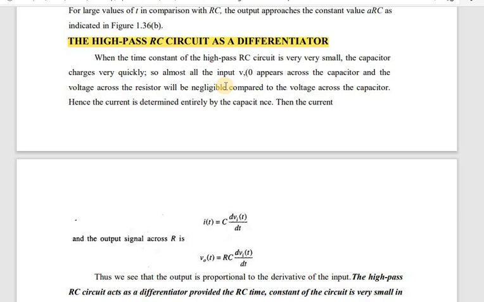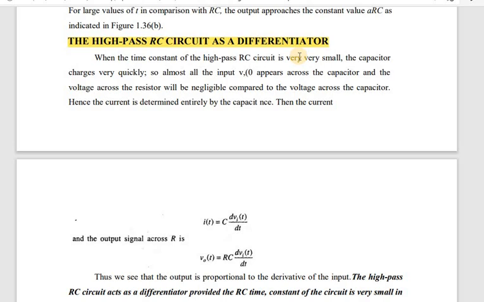I'm repeating once again. You can directly write notes from here or take a screenshot. But the definition I have told for the differentiator, please make a note. If the time constant is very small in comparison with the time required for the input voltage to make an appreciable change, then the circuit is called a differentiator. This is the definition. Now you make a note.